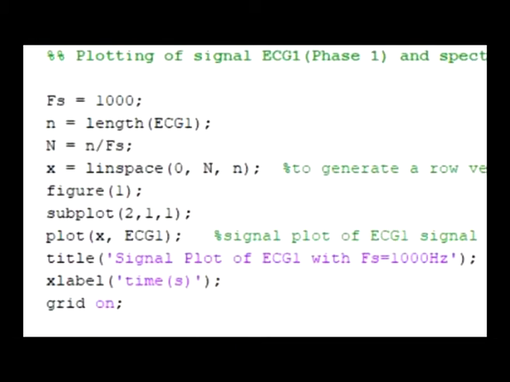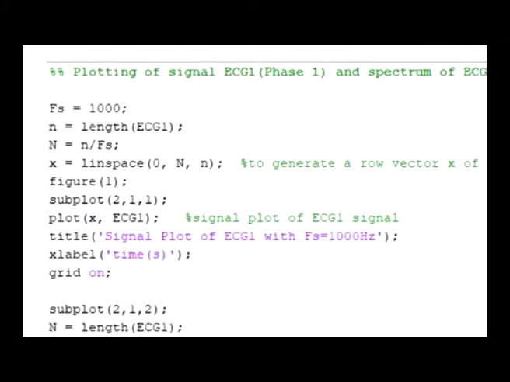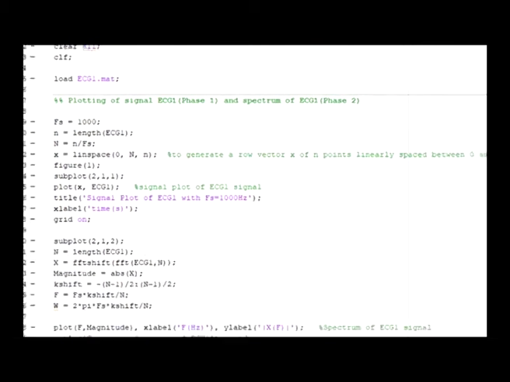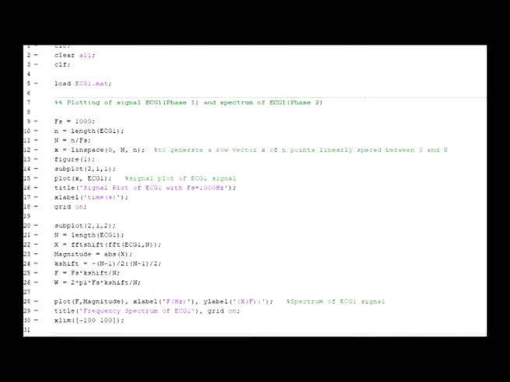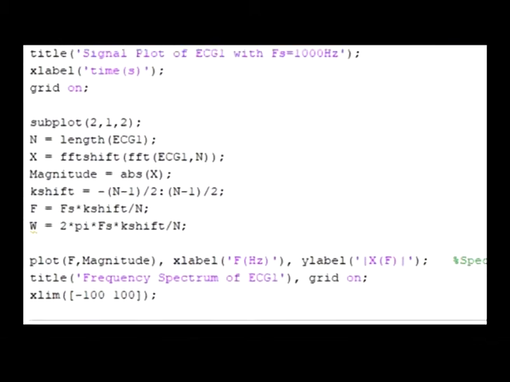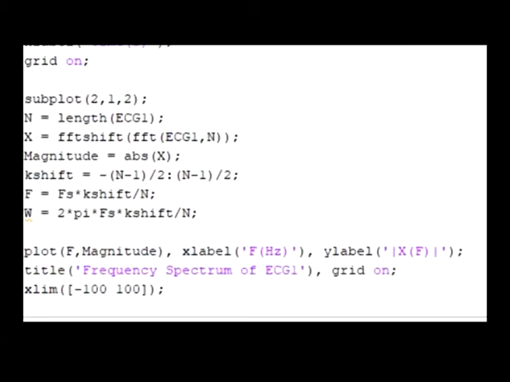This part of the coding is used to plot the signal plot. The method is as depicted in phase 1. This part of the coding is used to plot the frequency spectrum of ECG1. The method used is as discussed in phase 2.